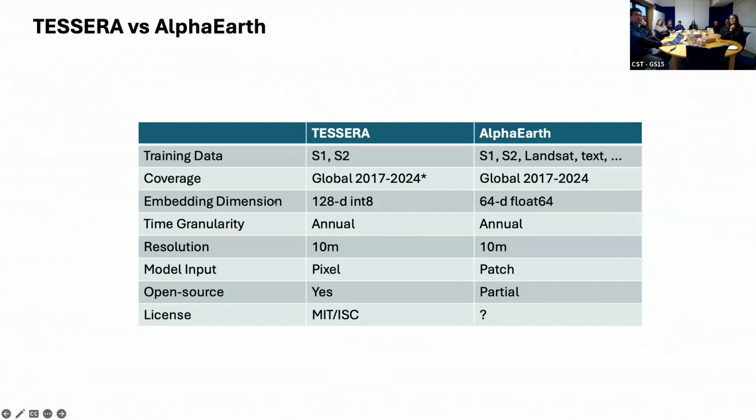And for the embedding dimension, we have 128 while Google has 64. But our embedding is in int8, while their embedding is float64. So although we have more bands, the storage that the TESSERA embedding requires is less than that of Alpha Earth. And the time granularity and resolution are the same.